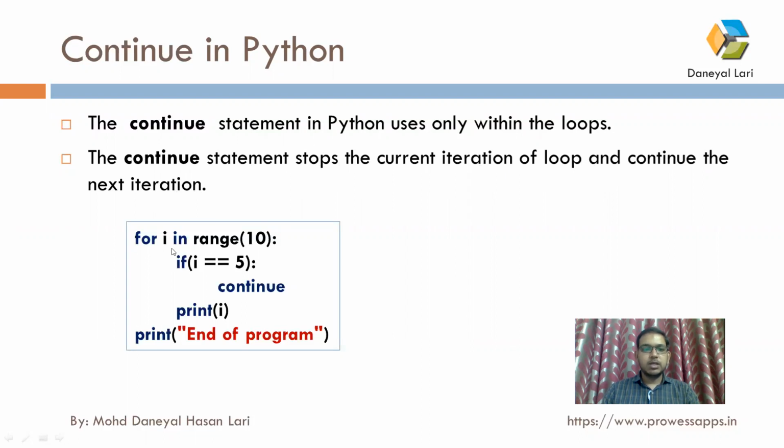Look at the example: for i in range(10). It will generate the numbers from 0 to 9. If i is equal to 5, then continue, else print the numbers. If I write this code, we'll get the answer 0, 1, 2, 3, 4. But as i becomes 5, it will skip and go further to the next iteration. Why? Because continue stops the current iteration of the loop.